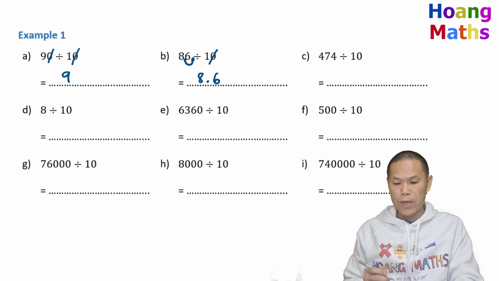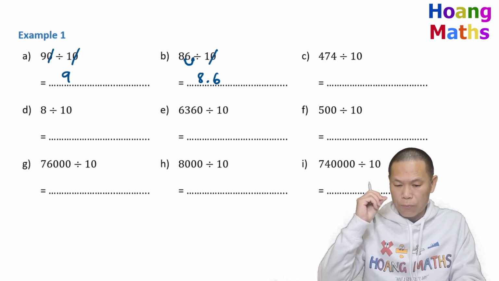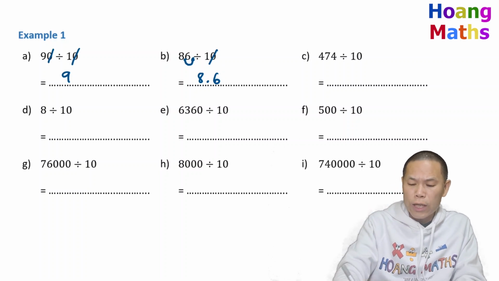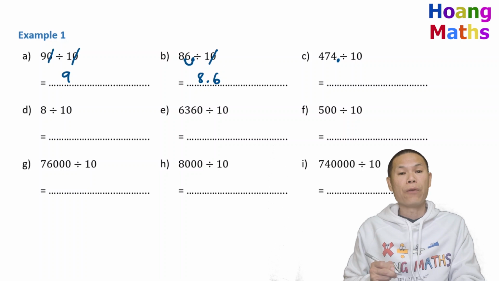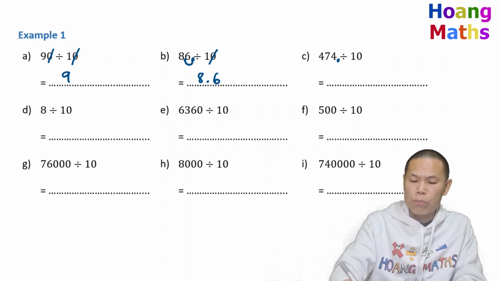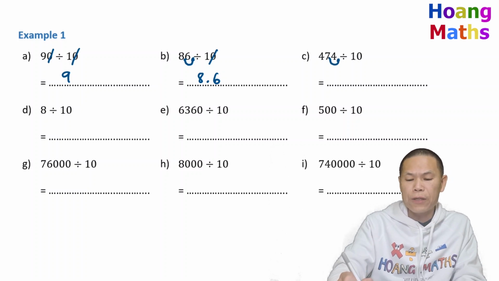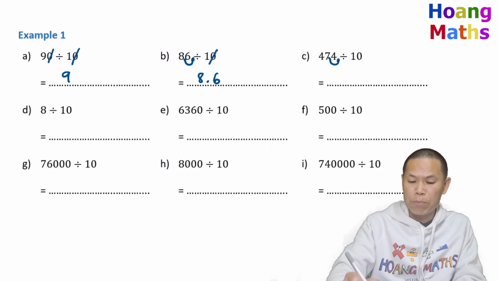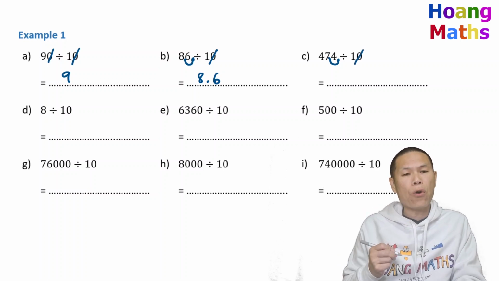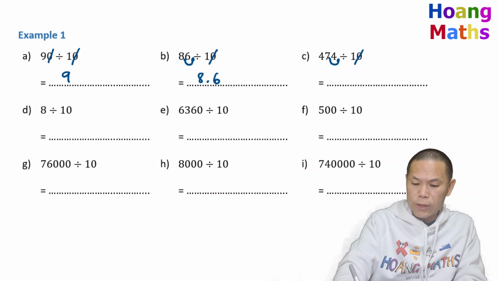There you go. And we have 474 divided by 10. Again, there is no decimal point. So this means that the decimal point is right at the back of the number. And we know that divided by 10, the answer should be smaller. So the decimal point here moves 1 unit to the left. So it becomes 47.4. And we cancel that. 47.4 divided by 1 is 47.4.